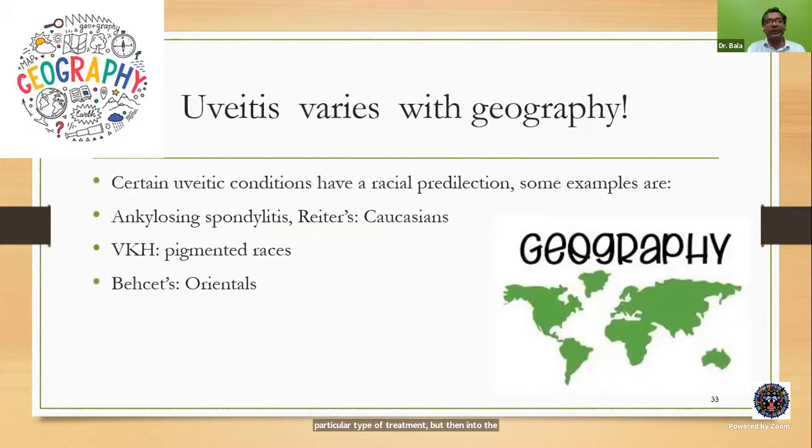So uveitis is one unique disease that varies with geography. For example, in Caucasians, ankylosing spondylitis and rheumatoid disease are common. In pigmented races, including Asians, we can see a lot of Vogt-Koyanagi-Harada disease, whereas Behcet's is common in Orientals. Why are we telling all this? Because in this modern age, people travel from one continent to another, and there could be a patient who comes for medical tourism to a different part of the world, and we need to pay attention to what sort of uveitic entities you are trying to handle in that scenario.